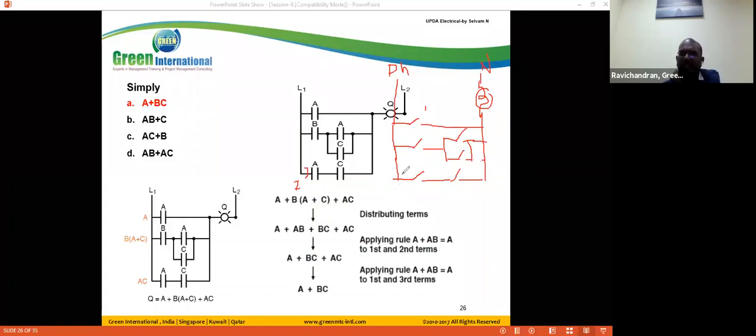Because we need the high current to flow, both the switches must close. Then only we get the current here. So remember, both the switches must be closed. That is both B and the gate. Here, if either A or C is closed, we get the output here.